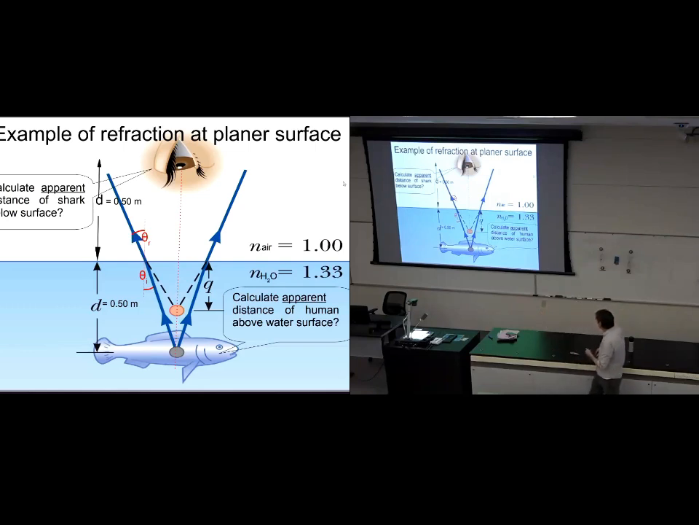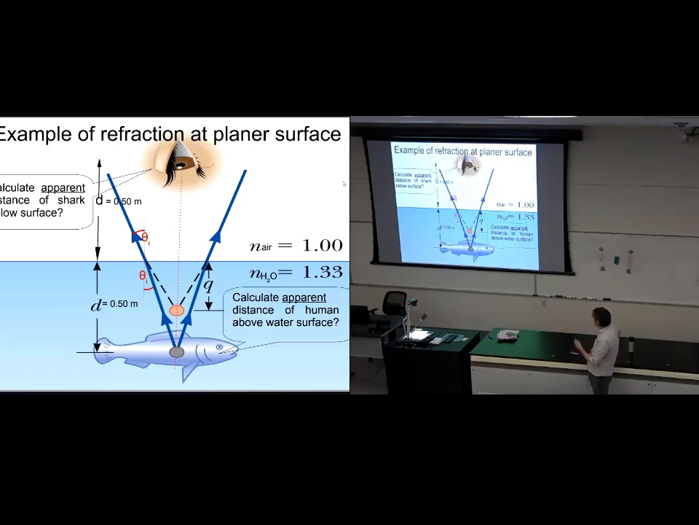And we're also going to ask the reverse question: the shark's looking upwards at me, thinking lunch, and how far above the surface of the water does the shark see me? By that apparent height, I mean, where does the shark's image of me appear above the surface of the water? And so we're going to figure that out.